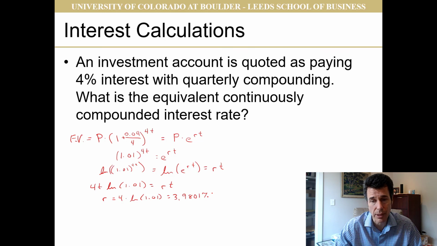Again, this is typical, right? Someone's going to quote you an investment with a particular interest rate. They wouldn't give you a choice. Basically, if you wanted a rate with a different compounding frequency, you would have to find out a different rate, right? 4% quarterly compounding is equivalent to 3.9801% with continuous compounding.